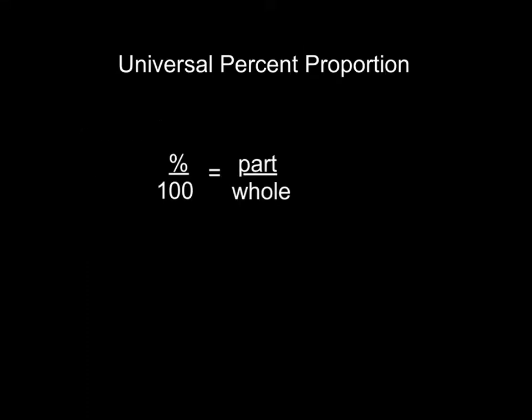Just as a reminder, the universal percent proportion is percent over 100 equals part over whole, and this can be used to solve any percent problem. Let's look at an application of how we can use the universal percent proportion to solve tax and tip problems.